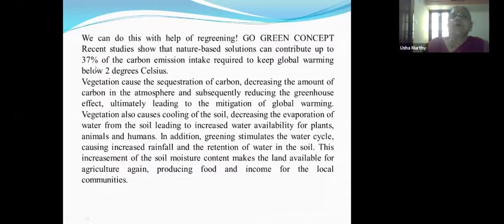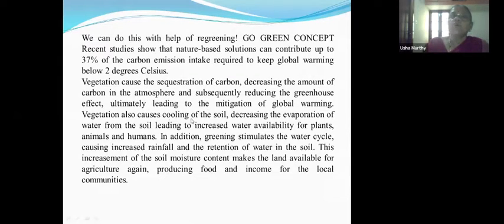I think so, sustainability we can do with the help of what is called regreening, or the go green concept. Recent studies show a nature-based solution can contribute up to about 37% of the carbon emission reduction required to keep global warming below 2 degrees Celsius. It's a big achievement actually. So vegetation causes sequestration of carbon, decreasing the amount of carbon in the atmosphere, subsequently reducing the greenhouse effect, ultimately leading to the mitigation of global warming.